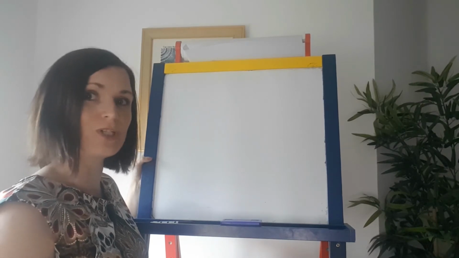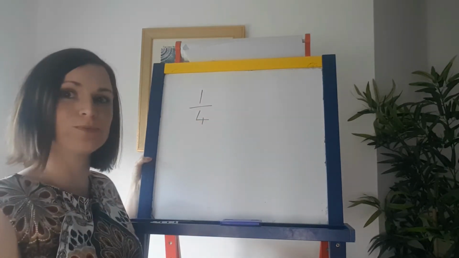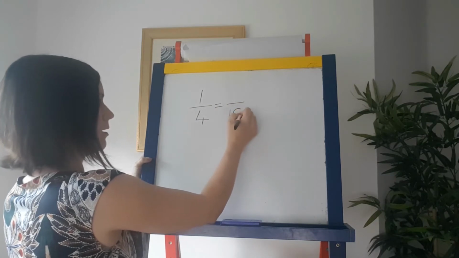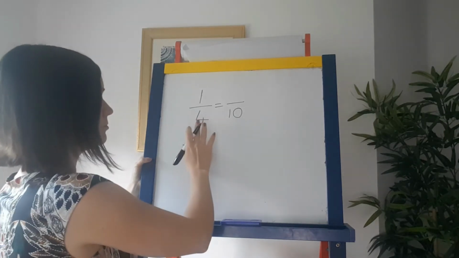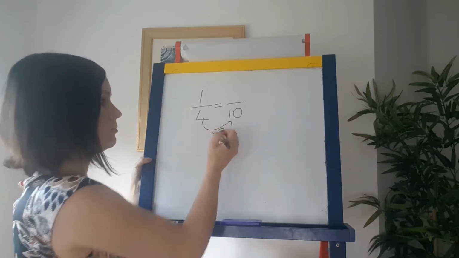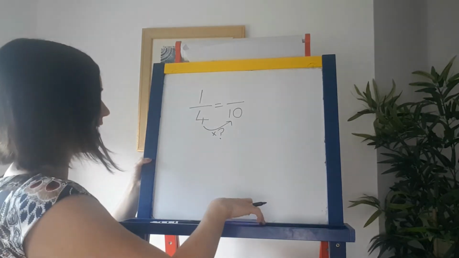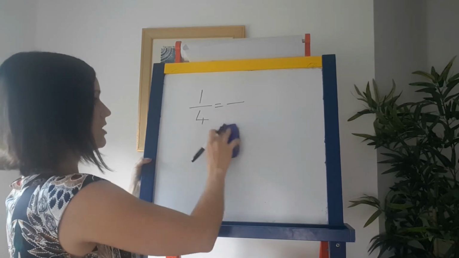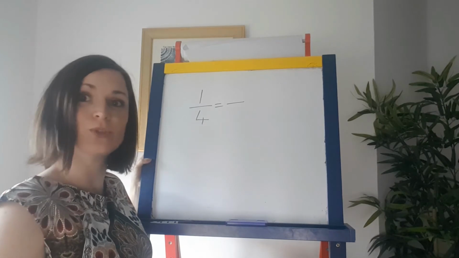We're now going to look at quarters. Here is 1/4. Watch carefully. In all the examples so far, we've converted them to tenths. 4 times what makes 10? You can't do it. You can't do 4 times anything to make it 10. So that doesn't work. You can't change a quarter to tenths. So you have to change a quarter to hundredths.